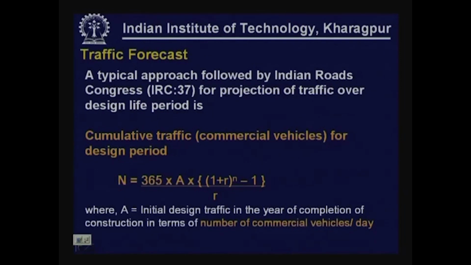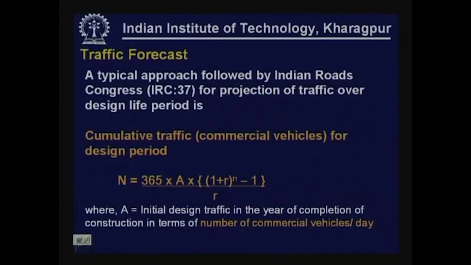We also use the term initial design traffic. When we say design, this A has been appropriately selected. It is not just the number that was counted, but appropriately selected by taking into consideration how these vehicles get distributed across the width of the pavement, also taking into consideration that all the wheels are not placed along a particular line, because all those loads are placed across the pavement width. We also need to take this into consideration and select the design traffic.